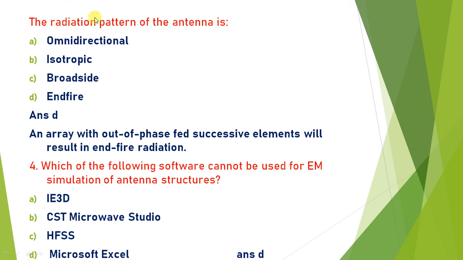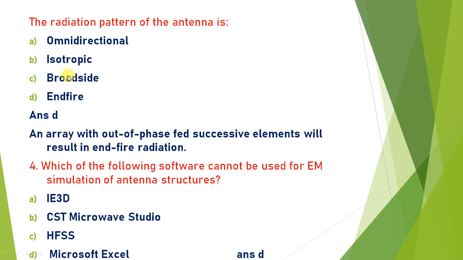What is the radiation pattern of this antenna? Generally, the printed Yagi-Uda antenna has an end-fire direction radiation pattern. So the answer is D. The radiation pattern of the Yagi-Uda as well as the log periodic are the same, because all the array elements are fed with out-of-phase excitation. So the answer is end-fire direction.